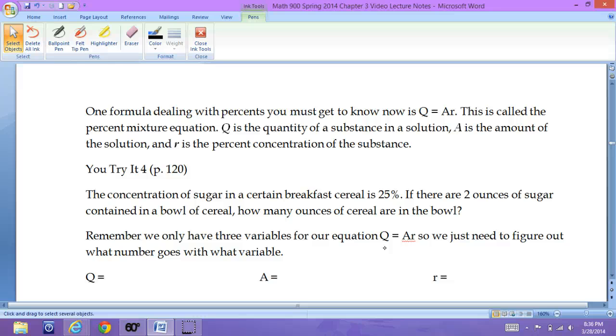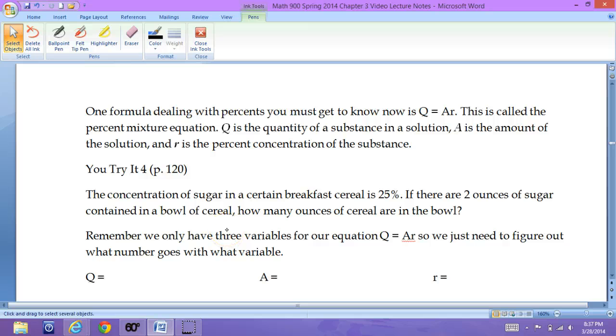For example, the percent of fat in milk is Q. Okay, it's the quantity of fat in the milk. It's not the amount of milk. A is the amount of the solution, or in my example, the milk. And R is the percent concentration of the substance. So when we're talking about 2% milk, R would be 2%, and then it's a gallon of milk, and then you'd have to figure out the quantity. Q equals 1 gallon times the 0.2%, and then you get a certain amount of a gallon that has the fat in it.